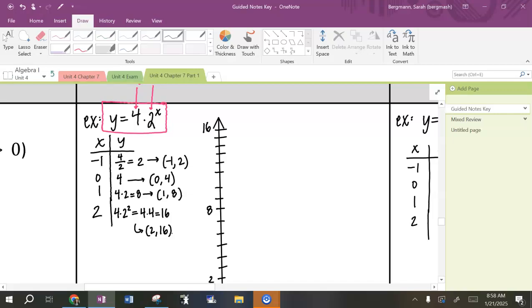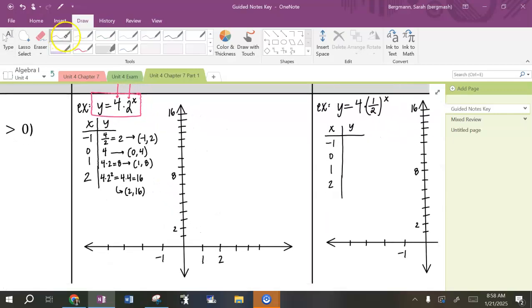So now let's plot all these points and see what this graph actually looks like. -1, 2 is on the graph. 0, 4 is on the graph. 1, 8 is on the graph. 2, 16 is on the graph. And if we were to plug in another number like 3, we would have the base of 2 cubed. So that's going to get an even bigger number. So we know this is going to keep growing on the right side. It's going to keep going up.